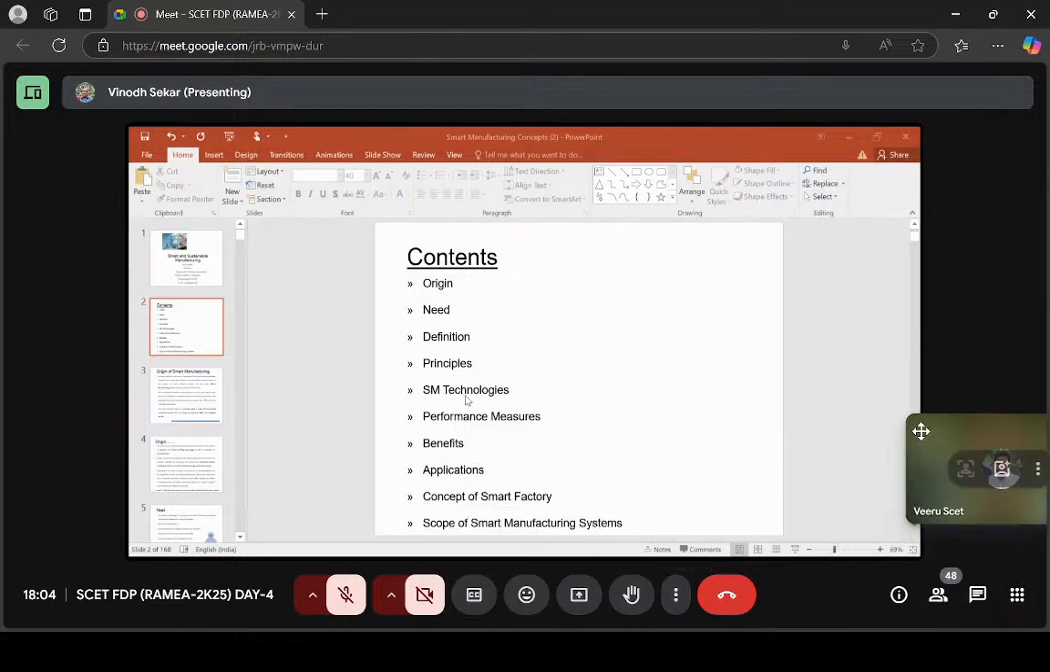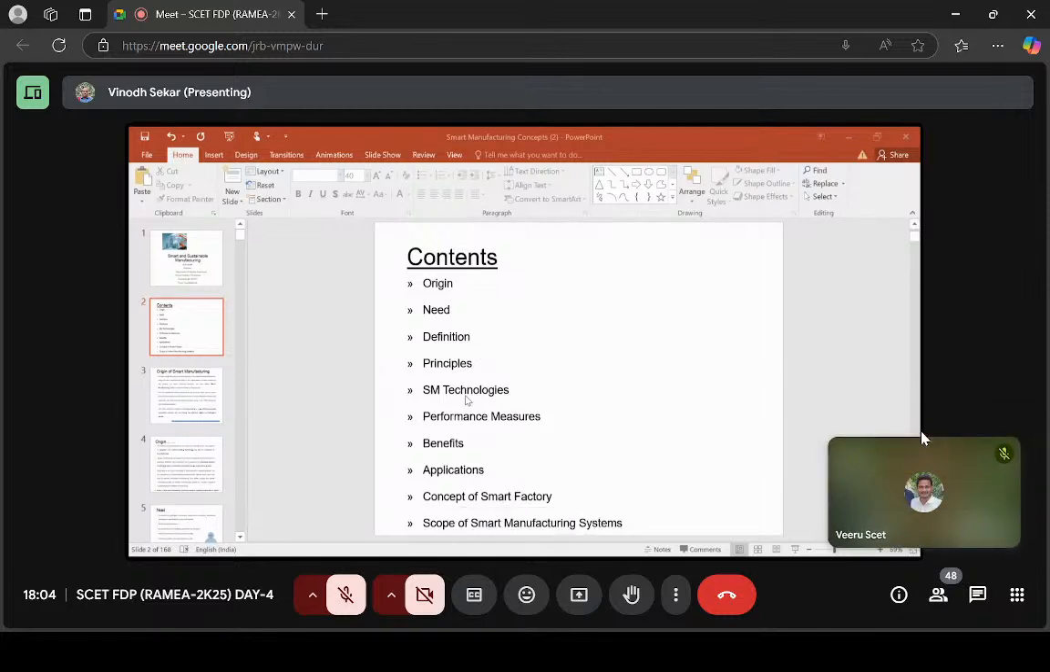Let me first focus on smart manufacturing, the concepts and the methods, and then on sustainable manufacturing, and then we shall discuss the integration and other research perspectives as well.